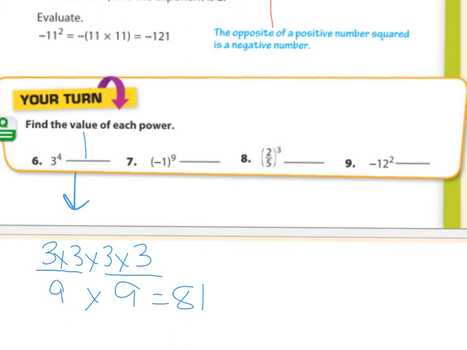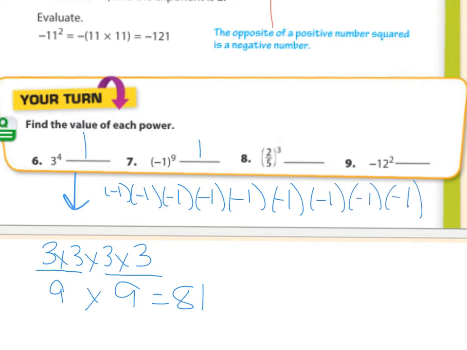Number 7, you can either write all these out, or you can just know that 1 times itself 9 times is going to be equal to not 9, but 1. And then we have to figure out if it's negative or positive. And I'm going to tell you a hint, but I'm going to show you why it works first. Okay, a negative times a negative is a positive, positive times a negative is a negative.